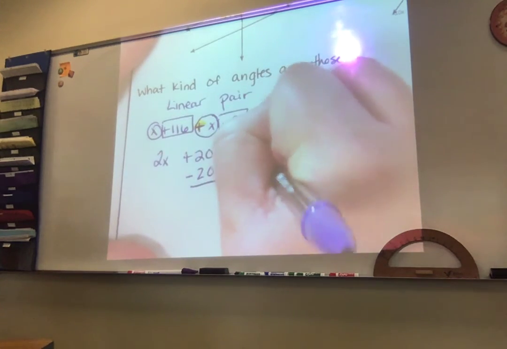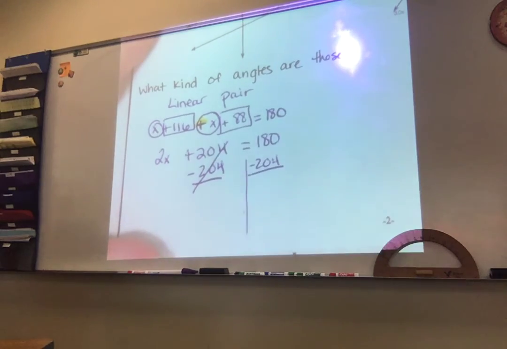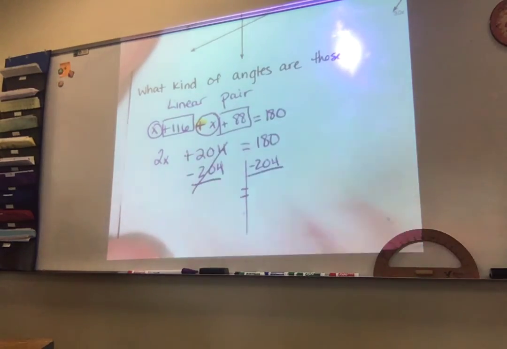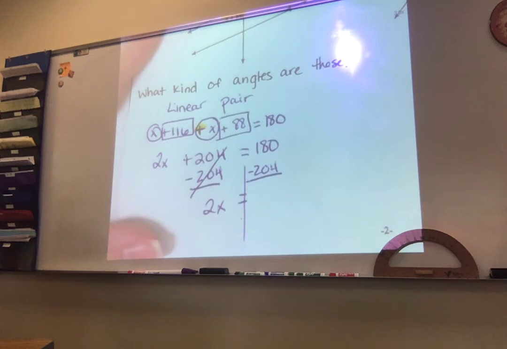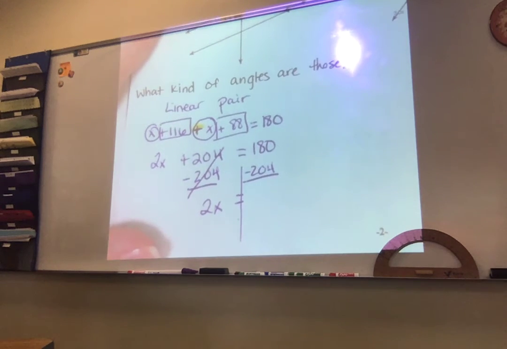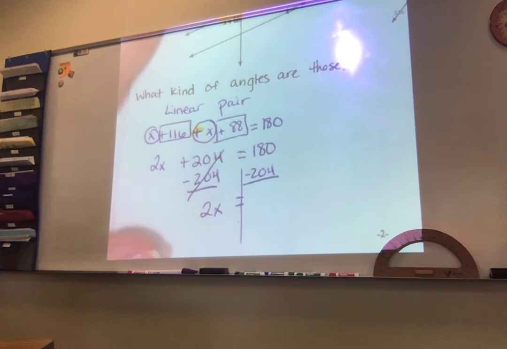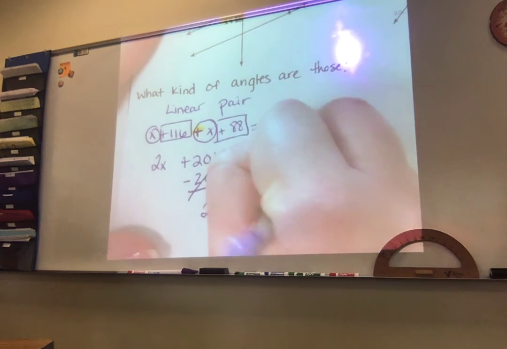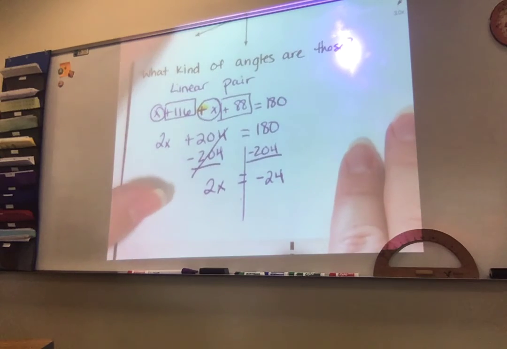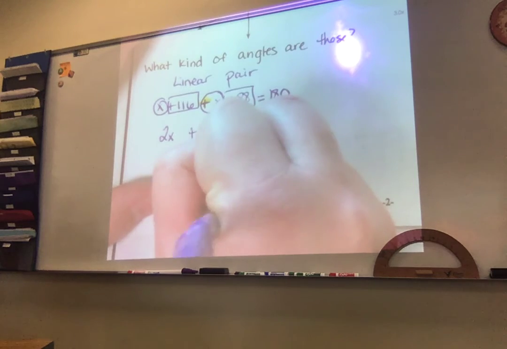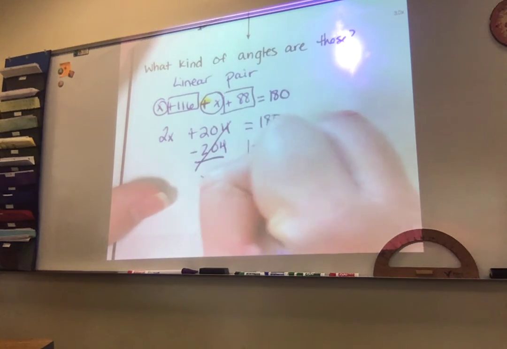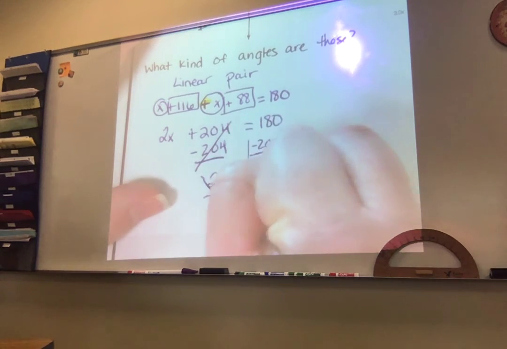These ones cancel out because they add to 0. I have 2x left on the left side. What's 180 minus 204? Negative 24. So it's going to be equal to negative 24. And then you divide by 2. Beautiful. And that's going to be equal to negative 12. So x is equal to negative 12.